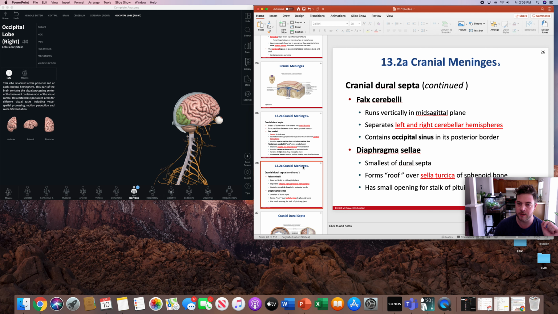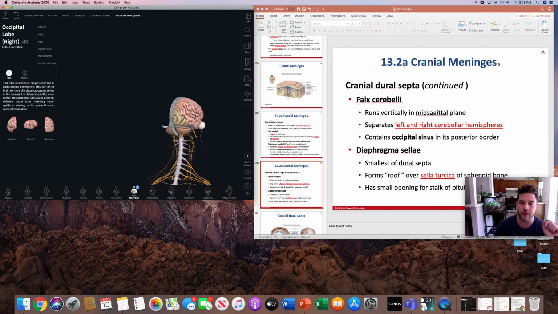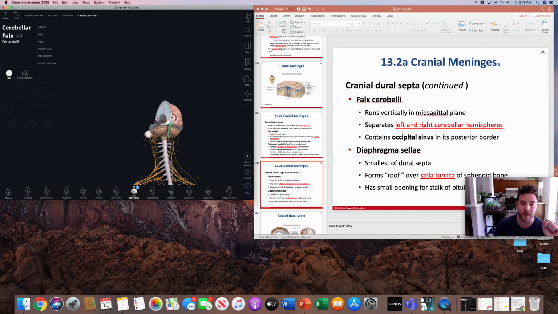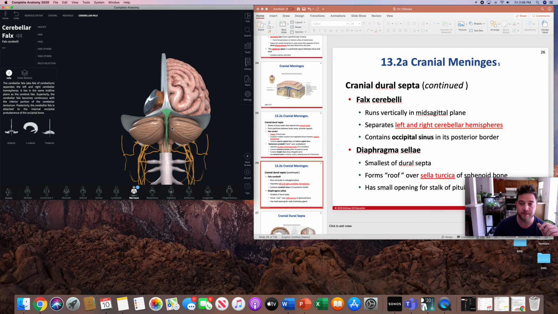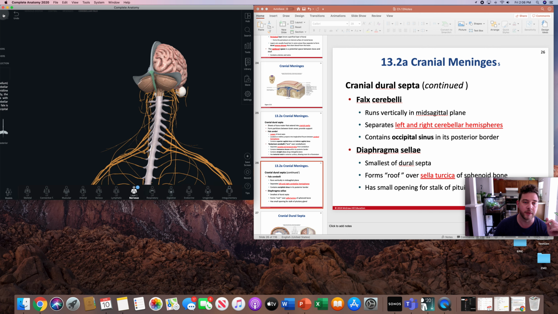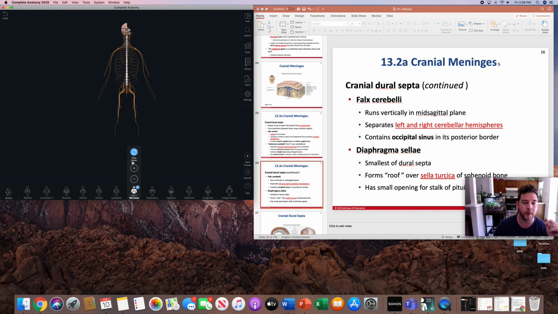I don't think there are any others that I wanted to do. Oh yeah, the falx cerebelli then is this one that is dividing the cerebellum in half. And the diaphragma sellae, I can't show you that one on this model. Okay, so we will probably come back to this because I think it is helpful to be able to see it that way.